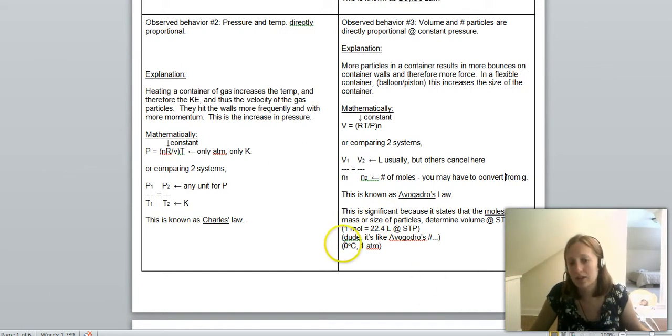Oh, and don't forget that standard temperature and pressure is 1 atmosphere and 0 degrees Celsius, which, why isn't it in Kelvin? I don't know, 0 is easy to remember, which is 273 Kelvin.